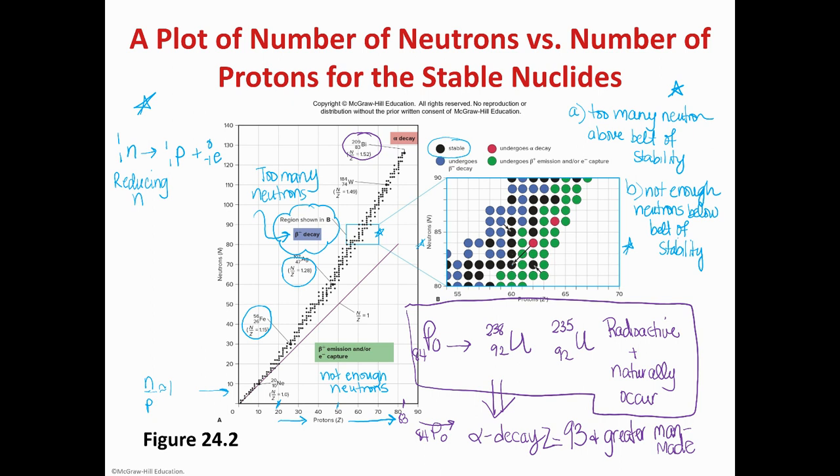And then lastly, you can have naturally occurring radioactive elements that are only radioactive. They have no stable nuclei. None are on the belt of stability. Those are from polonium to uranium. And then after uranium, those are man-made and radioactive.